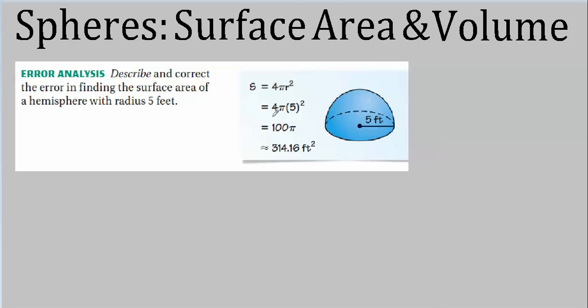So, all you need to do is divide this by 2, because the surface area of the hemisphere would be half of the sphere. That's what it means. Hemisphere is half a sphere, so the surface area is half that. So that should be really 50 pi. And this is like 157 something.